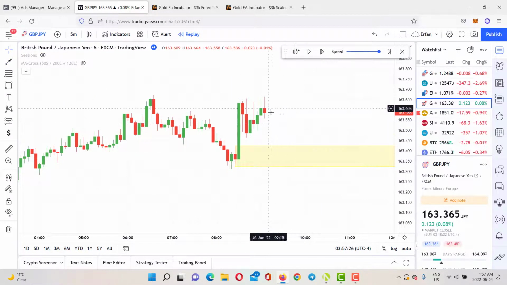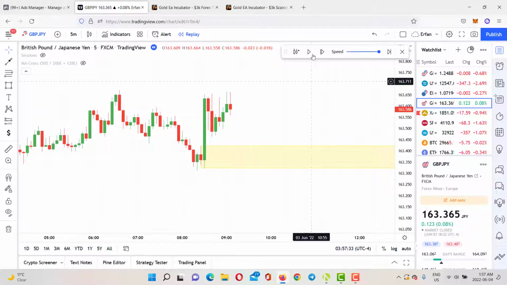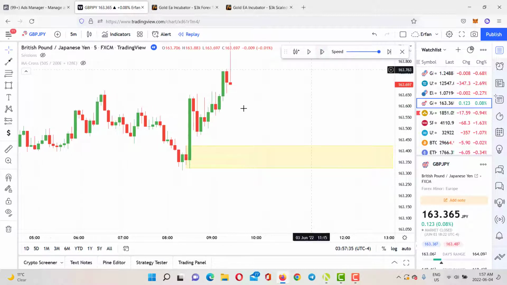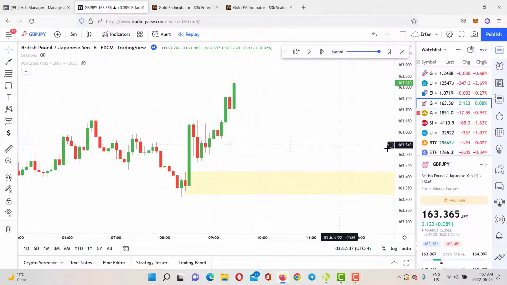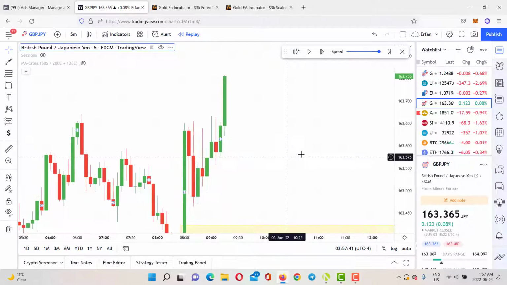So in this case, I just wait for the price to tap into this level, and then if it's a really good confirmation, I go for my buy position. Okay, so what I'm going to do right now is wait for a better entry. But what happened was really interesting. Look at this one, guys.